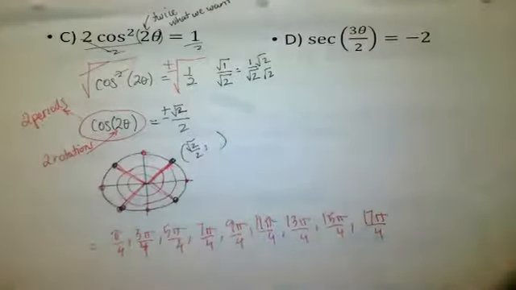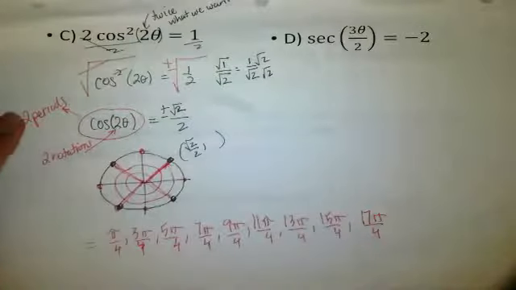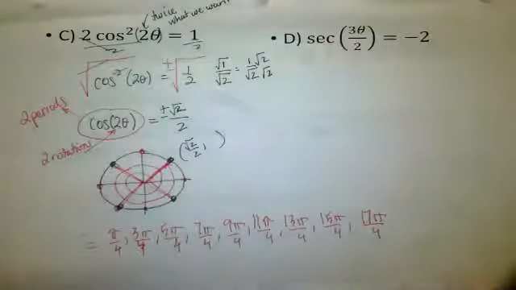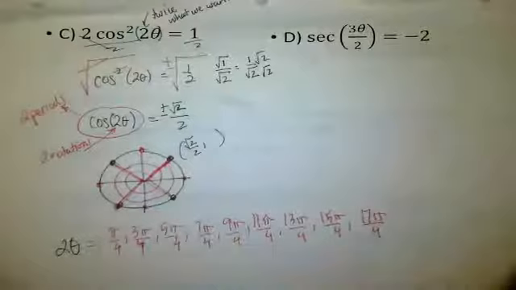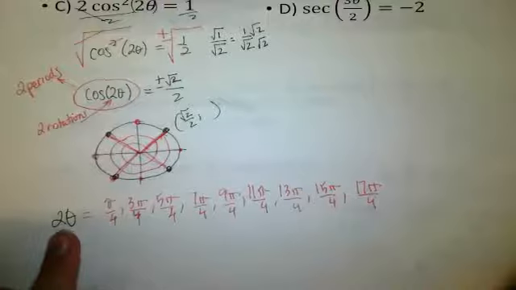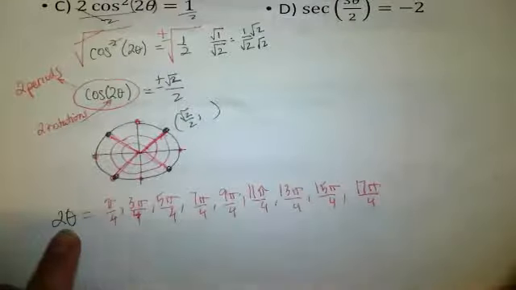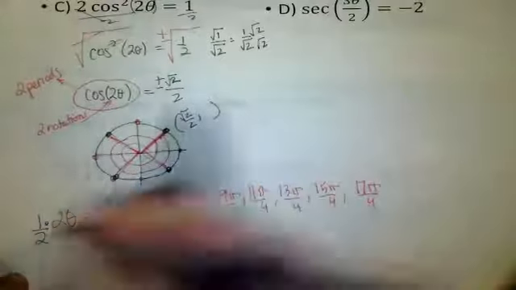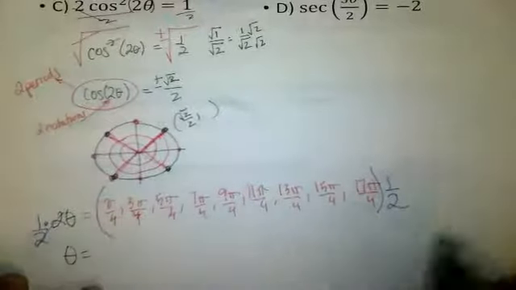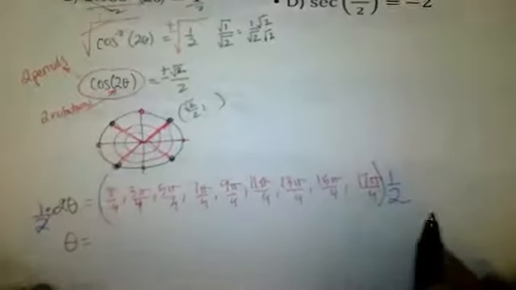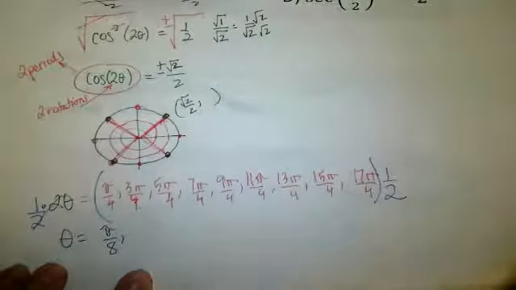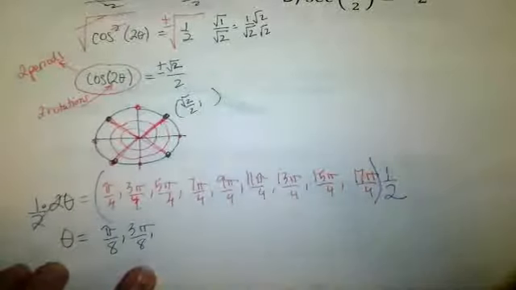So what we did is we did 2 rotations because this graph is really 2 periods, okay? Now, that was twice the angle that we are looking for. So how do we get theta by itself? Divide by 2. I don't like to divide by 2. What else could I do? I'm going to multiply everything by 1/2. What is pi over 4 times a half? Pi over 8. 3 pi over 4 times a half? 3 pi over 8. Got the pattern now?